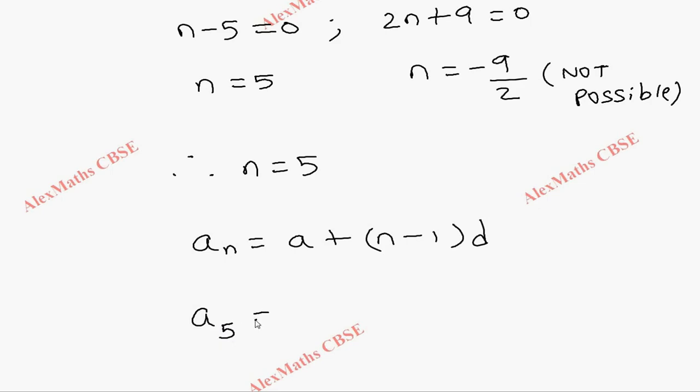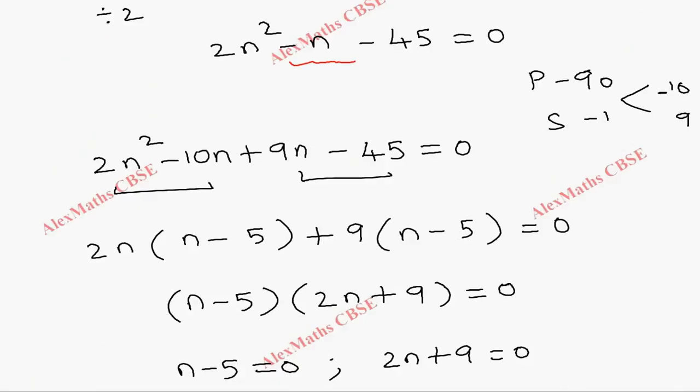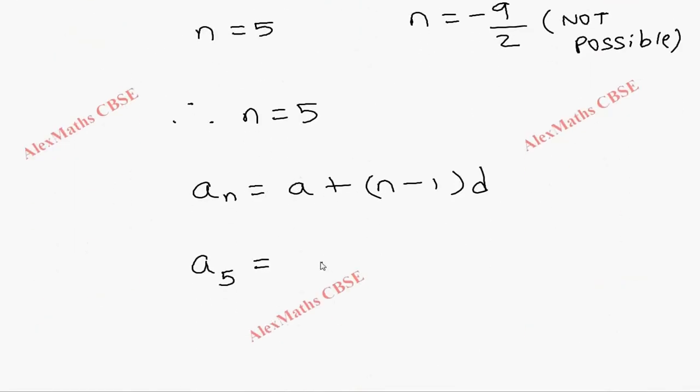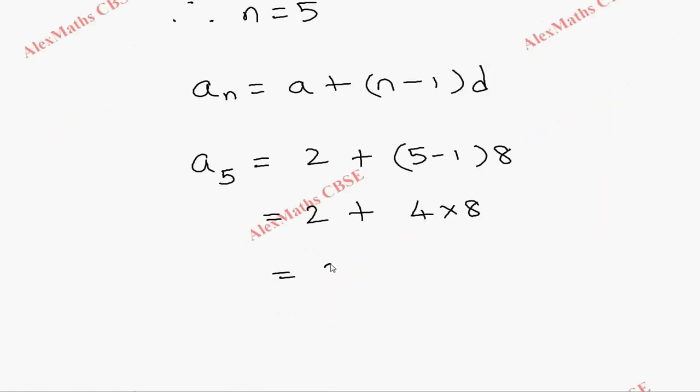So a5 is equal to the value of a, which is given in the question as 2, and d is 8. So it is 2 plus (5 minus 1) into 8. Finally, this is 2 plus 4 into 8. 8 4s are 32, so it is 2 plus 32. After adding, we get 34. This is our a5. Since they asked for an and we got the value of n as 5, an is equal to a5, and that is equal to 34.